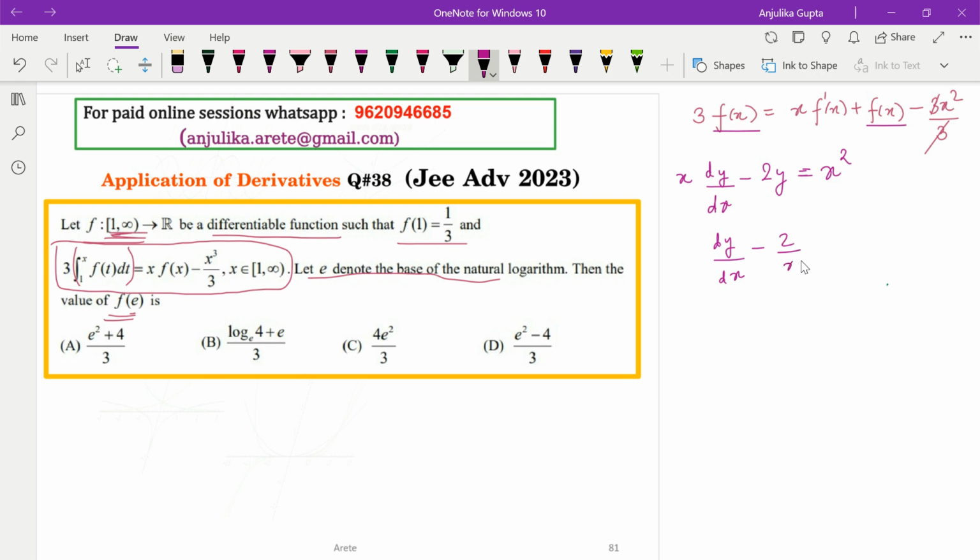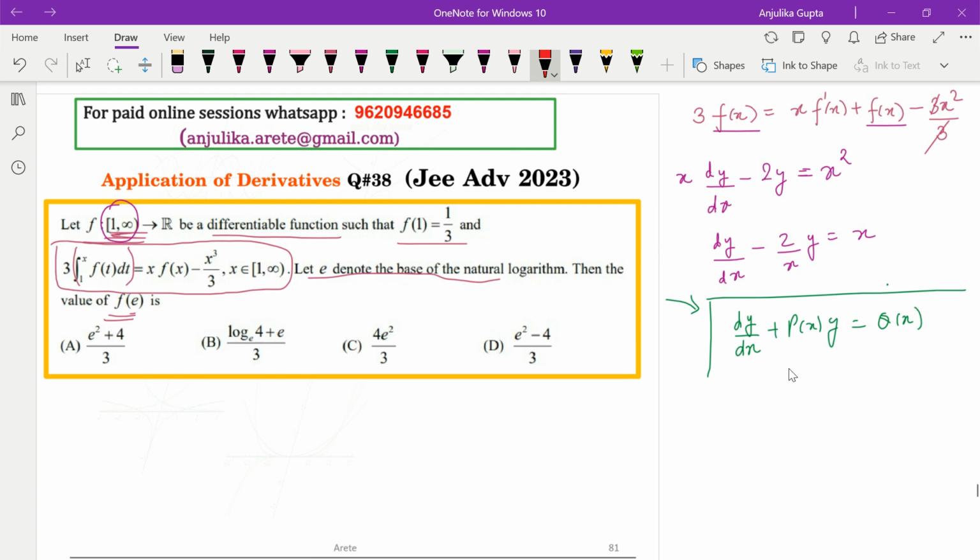How does a linear differential equation look like? I have divided by x because I know my x is in this interval and x is not 0. My linear differential equation looks like this. And how do you solve it? By finding out what is the integrating factor. That is e to the power integral p dx. That is what you want to find out. And the final solution you write is y times the integrating factor is equal to integral q of x times the integrating factor dx plus c. That's your solution.